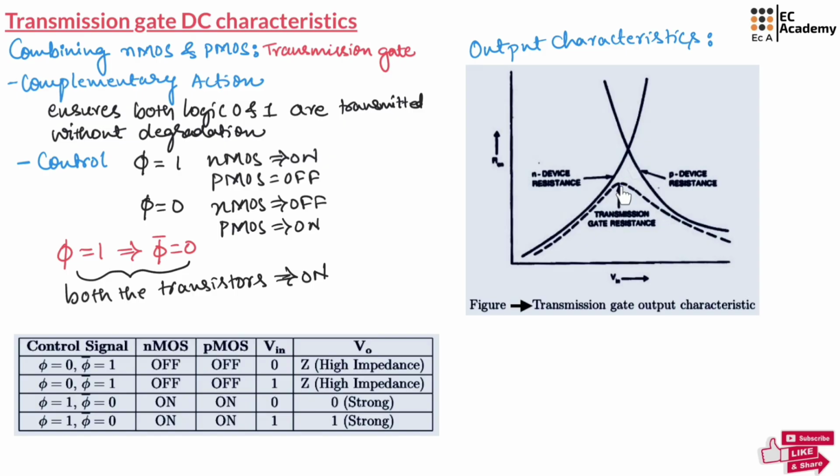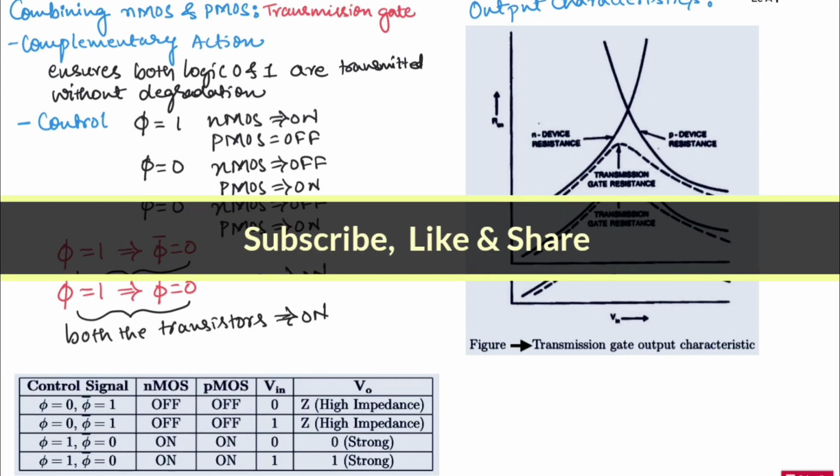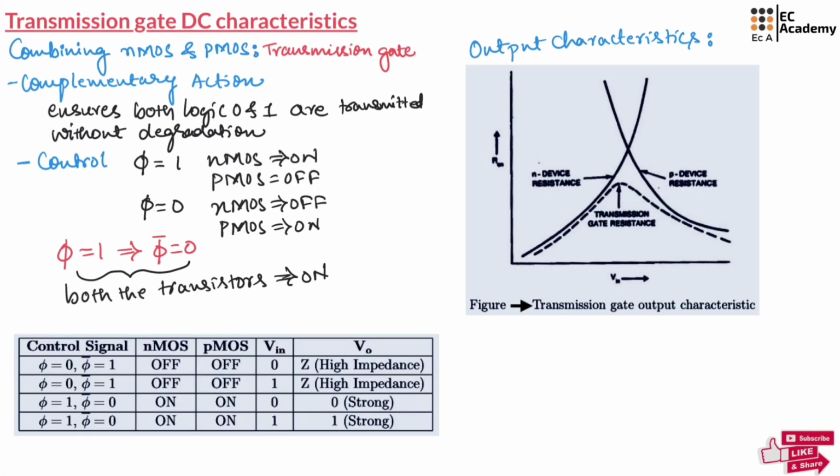This crossover point shows how NMOS and PMOS share the load, with NMOS dominating at lower voltage and PMOS dominating at higher voltage. So the transmission gate design solves the individual weakness of NMOS and PMOS transistors by using them together. This ensures robust transmission of both logic levels, making it a fundamental building block in CMOS logic circuits that are used in VLSI design. This is about transmission gate DC characteristics.